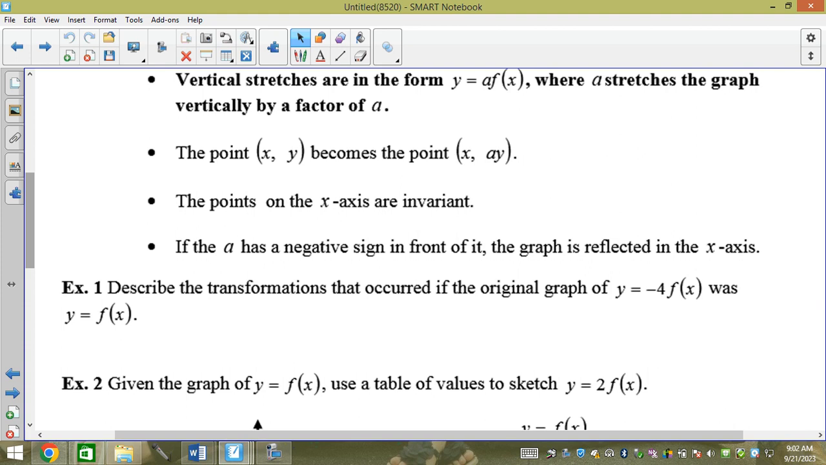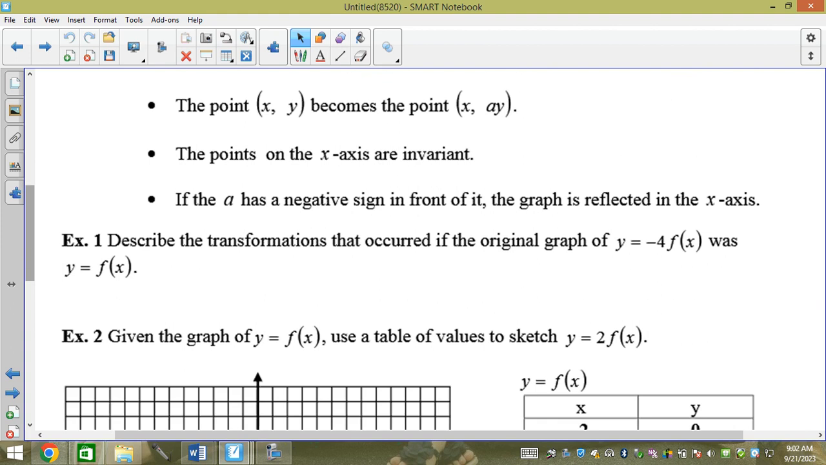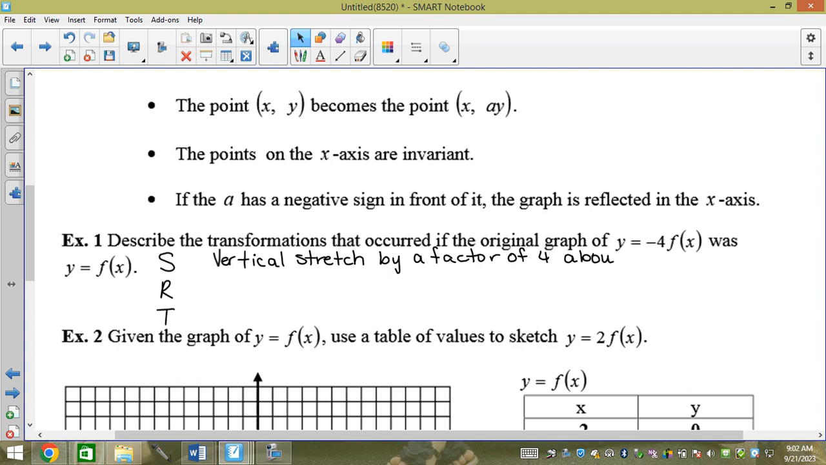Okay, the points on the x-axis are invariant. If the A has a negative sign, it's a reflection in the x-axis. We've talked about this. So describe the transformations. We have to go stretch, reflect, translate. Does this one have a stretch at all? Yes. What is it? 5 factor 4. Vertical stretch by a factor of 5 over 4. Oh, x. There we go. About the x-axis.